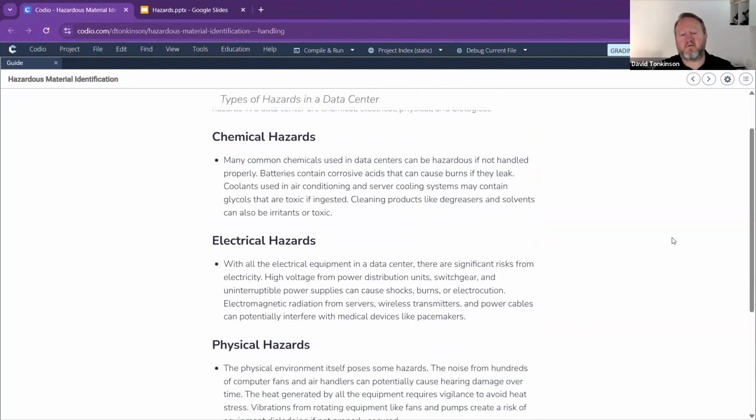So we kind of break these into a variety of different things. Chemical hazards is one we basically covered a little bit. So batteries can be corrosive.